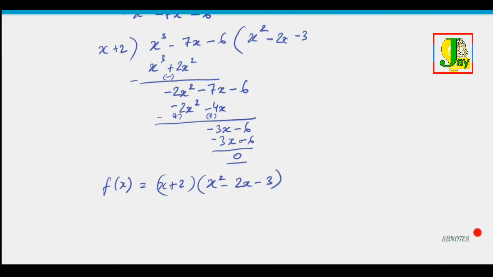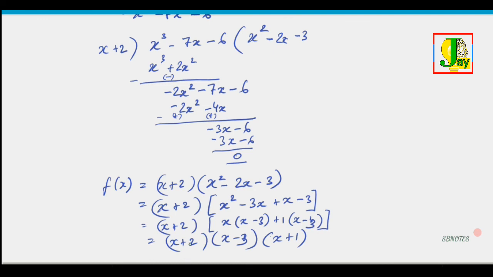You can check your division. So that's x plus 2, x minus 3, we have x squared plus 3x plus... that's the complete factorization. So f(x) equals x plus 2 into x minus 3 into x plus 1. That's it.